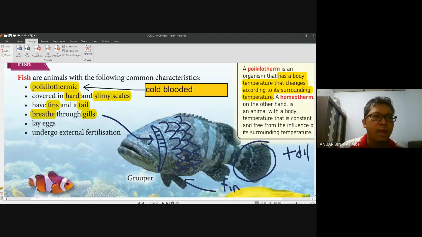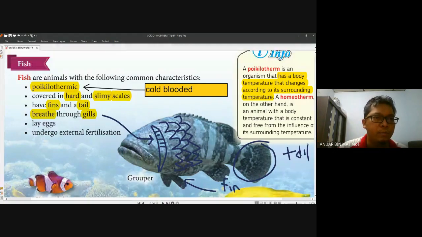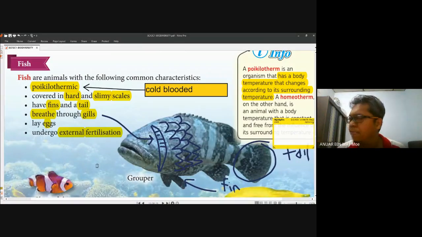Next one, how does it reproduce? It reproduces by laying eggs and undergoing external fertilization. You still remember? In Form 1, you already learned about fertilization. External fertilization means the sperm from the male and the ovum from the female fertilize outside the body. You still remember external fertilization? Yes, it is fertilized outside the body, very good. So fish reproduce by external fertilization.